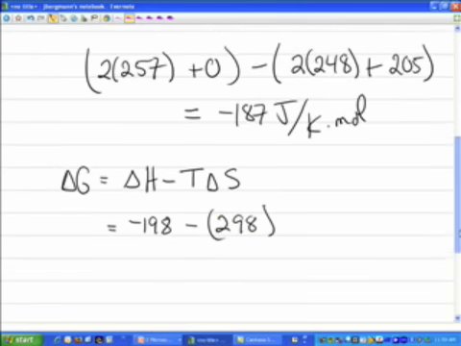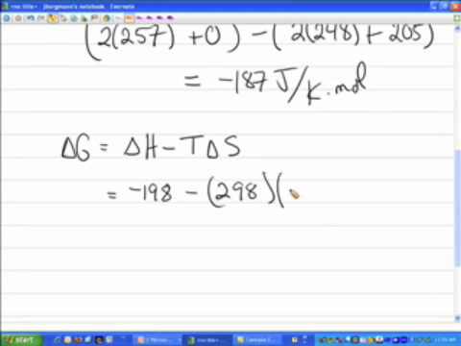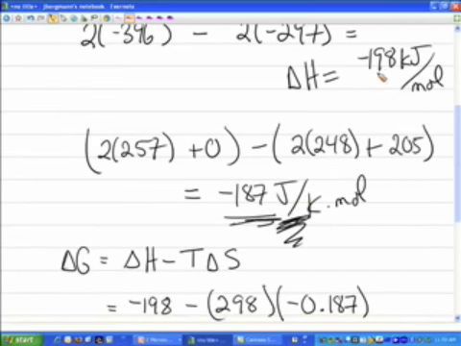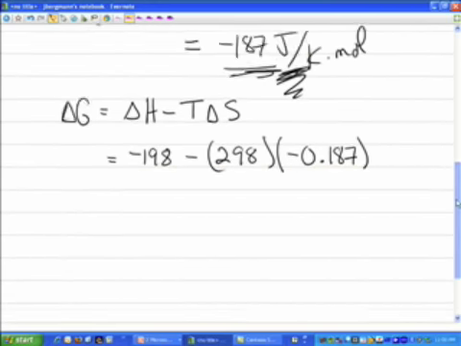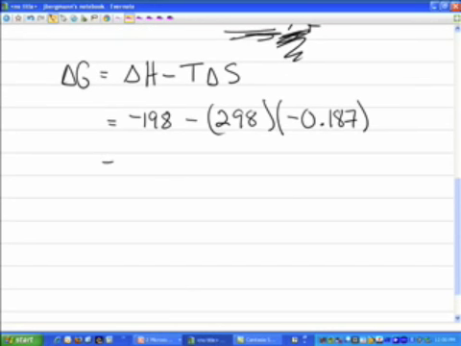Now what am I going to put in for delta S, though? You're not going to put 187 because that's joules, so you need to divide that by 1,000 to get kilojoules. I did this in my head. Now some of you may need to do this. I took this number, negative 187, and divided by 1,000 to convert it to kilojoules. And so, folks, you've got to watch that. This is in joules, and this one is in kilojoules, and you must have them in the same unit or you have problems.